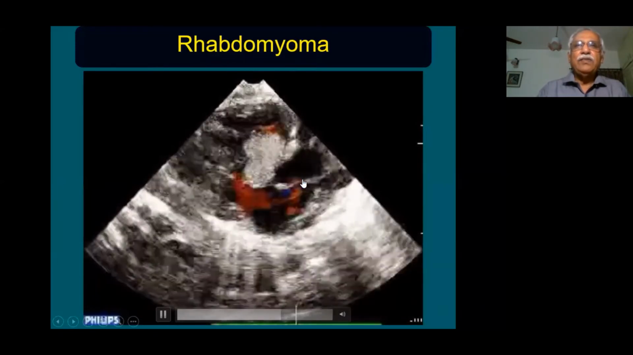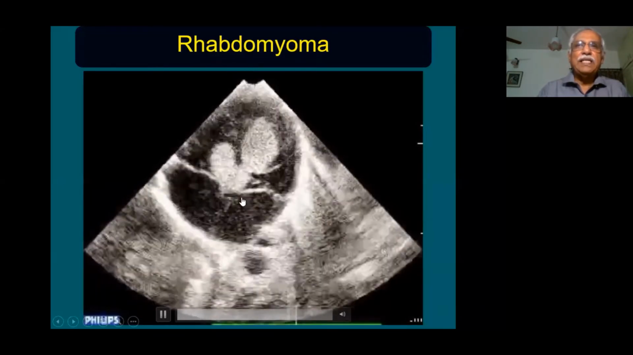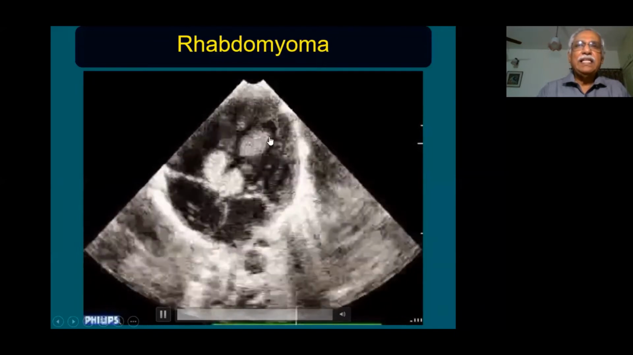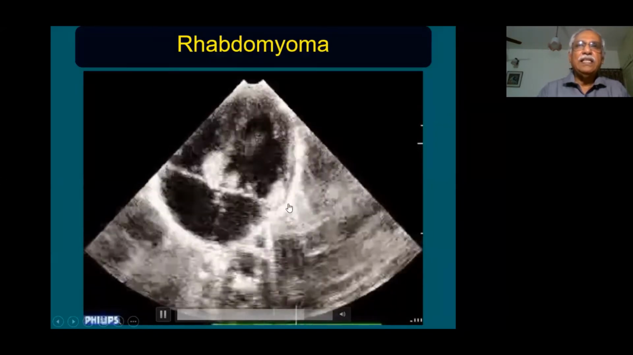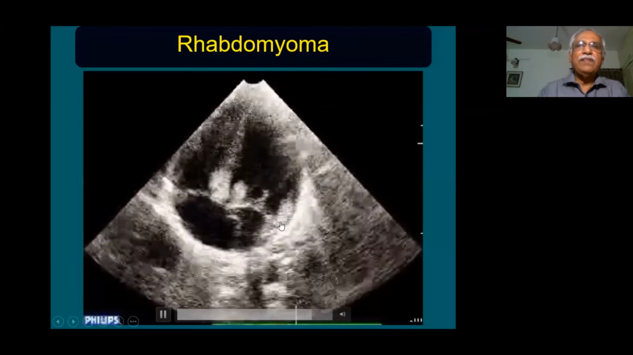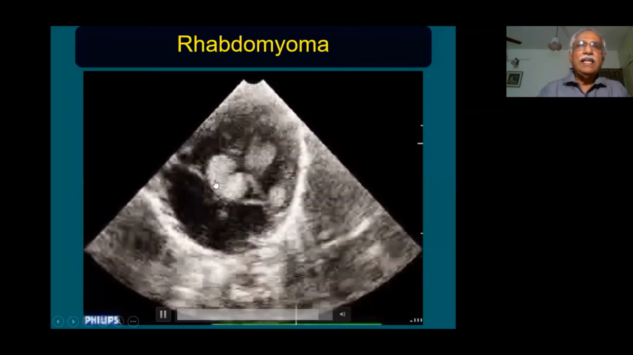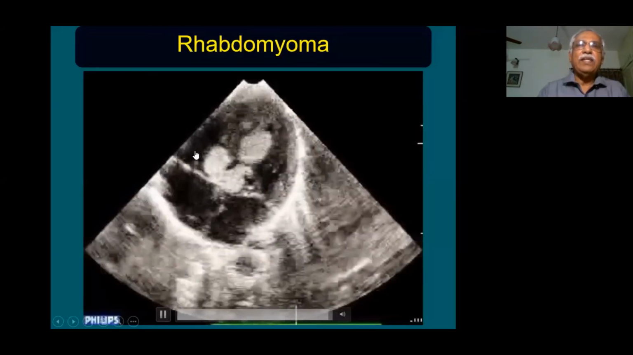You can see this is producing mild obstruction. You can see the mass inside the left ventricle. There are two masses. There is one here between the junction of the left atrium and the left ventricle, and then another one which is extending into the right ventricle.